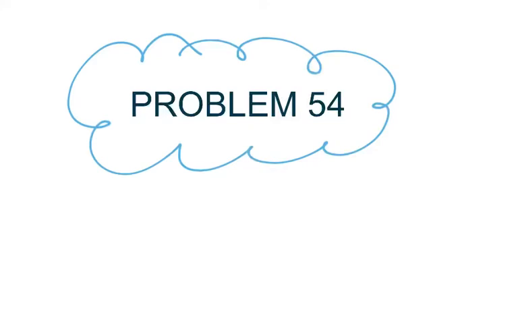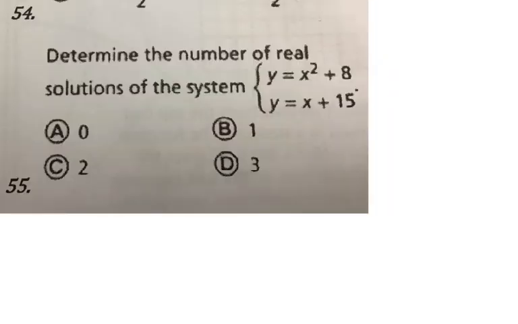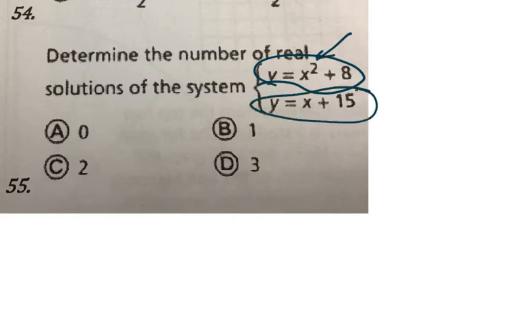Okay, this is review problem 54. Now here they've given us a linear quadratic system. How do I know? Well, that right there is a quadratic. Notice the x squared there. And this, of course, is a good old line, right? y equals mx plus b.